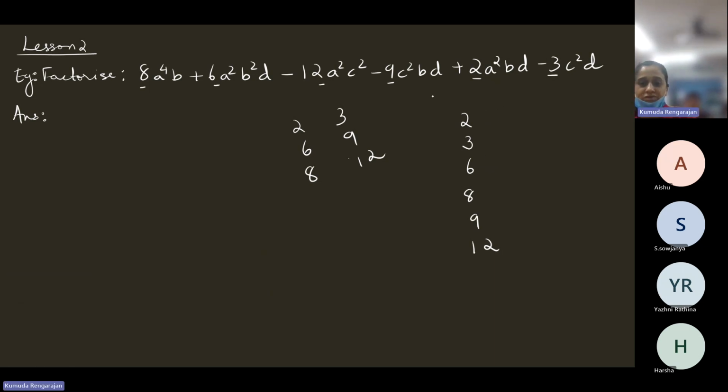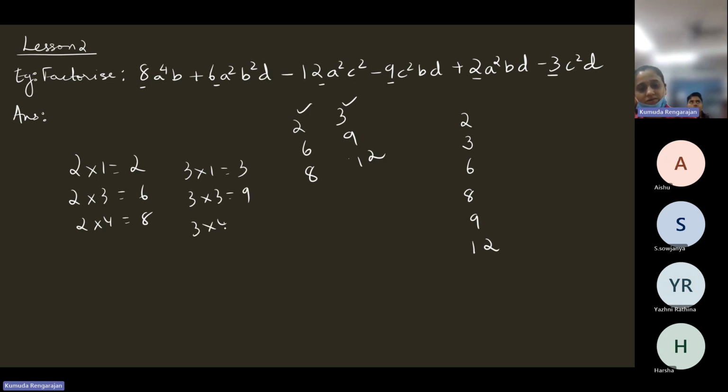These are the coefficients we see here: 2, 3, 6, 8, 9, 12. Now I've taken the two smallest of them, 2 and 3, and just check their multiples. So we have 2 ones are 2, and then 2 threes are 6, 2 fours are 8. We have 3 ones are 3, 3 threes are 9, 3 fours are 12.